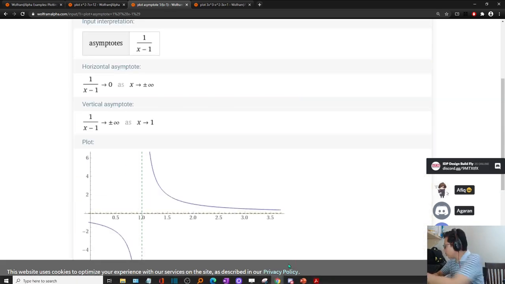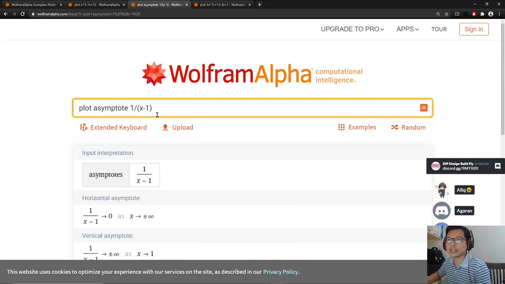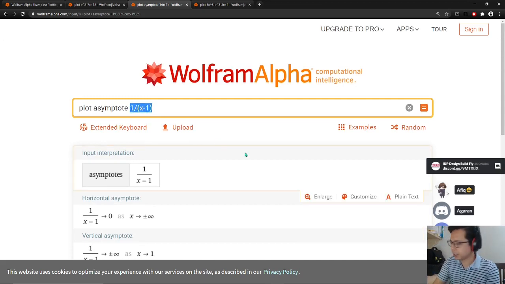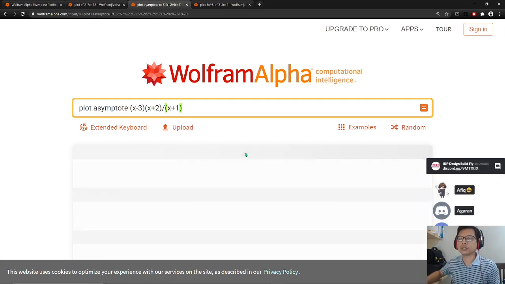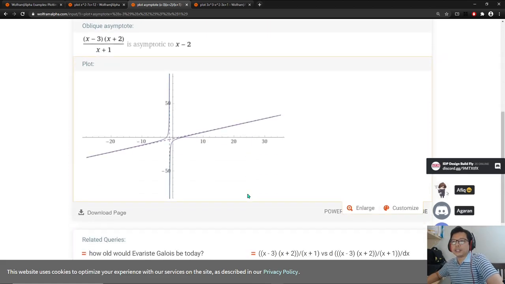I need to show you another weird asymptote. Let me see if I can get this here. Plot asymptote x minus 3 times x plus 2. This is going to be weird. The asymptote is not vertical, it's not horizontal. I hope I can show it here. Yeah, here we go. Here we go.